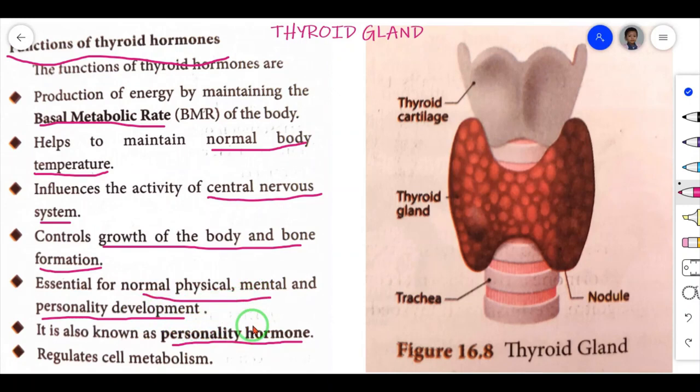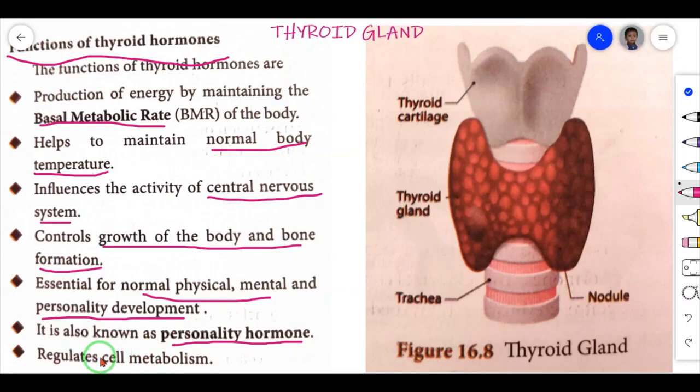One question is also given at the back, that is book back evaluation, Roman number 7, 9th question: Why are thyroid hormones referred to as personality hormone? Now note it down. The answer is, it is essential for normal physical, mental and personality development, so it is known as the personality hormone.